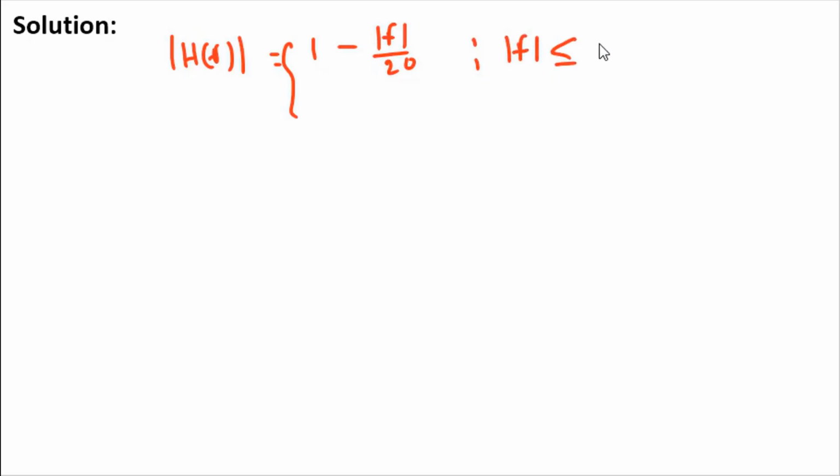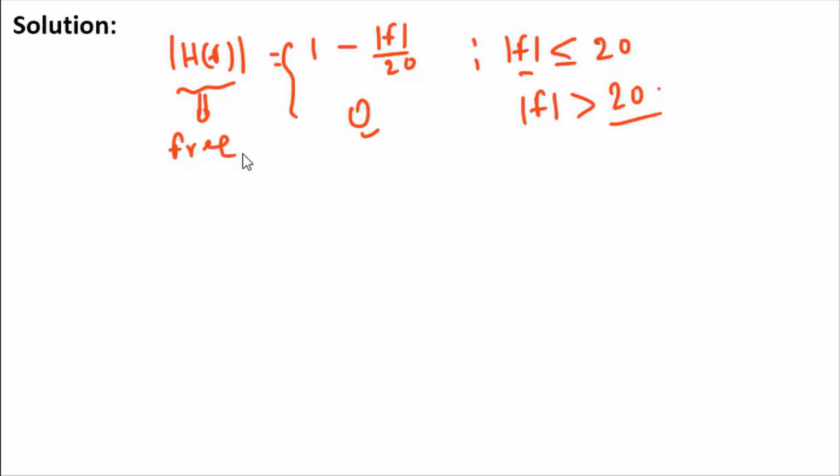Now coming to the solution of this question, you are given the magnitude of H(f) is 1 minus mod of f upon 20, where f is from minus 20 to plus 20, that is mod of f less than or equal to 20, and 0 for mod of f greater than 20. This is the frequency response of your LTI system.